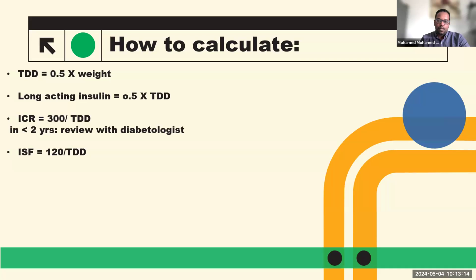And for those who are younger than 2 years, always check with a doctor who has experience with diabetes, because of their small weights, they end up with ridiculously high ICRs, 1 to 80, 1 to 70, or even sometimes 1 to 100, which means that a small change in the insulin can result in massive changes in the glucose, either up or down.